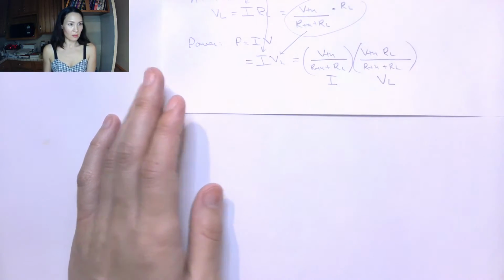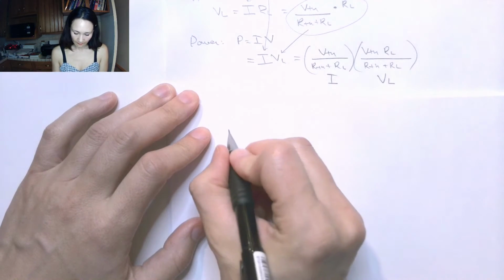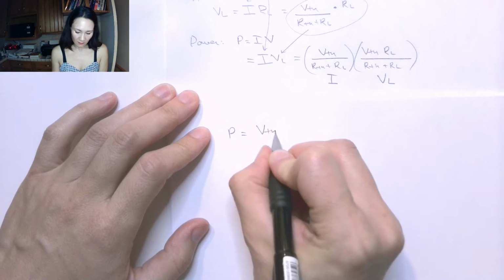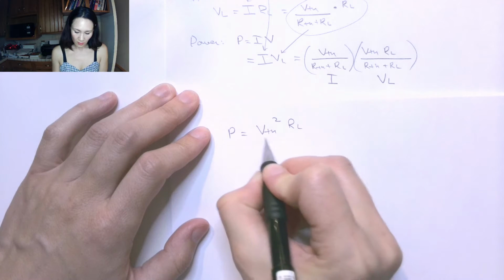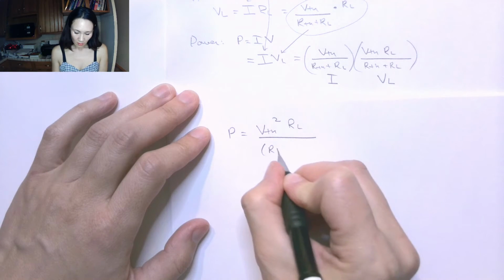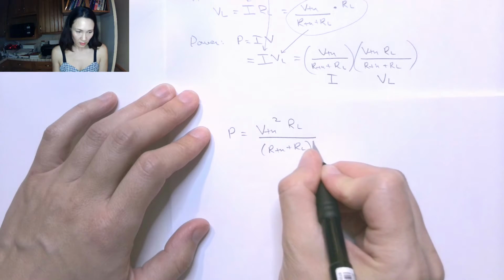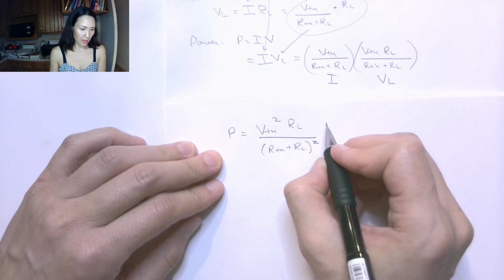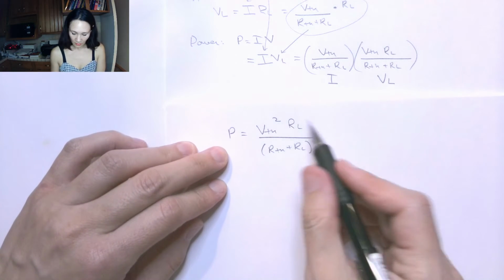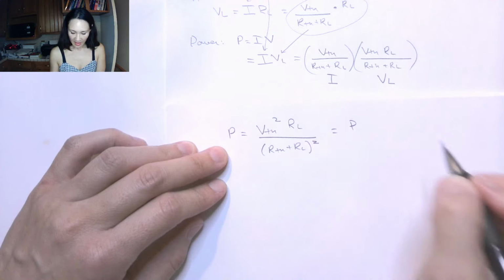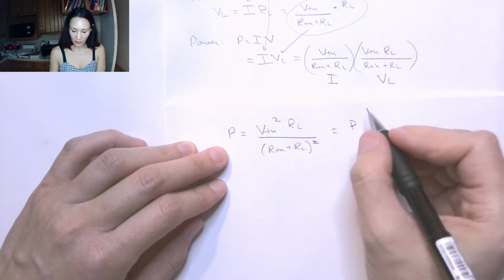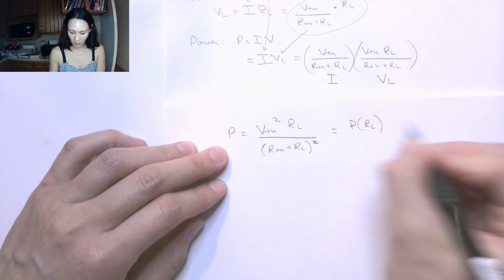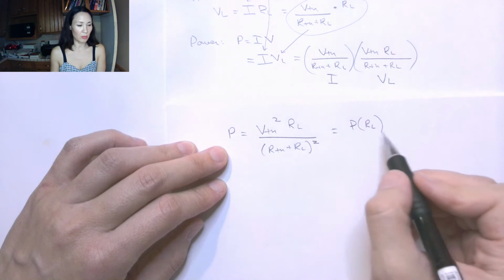So if I simplify this, I've got two V Thevenins in the numerator, so I can write that as V Thevenin squared times R load over R Thevenin plus R load quantity squared. Okay, let me go ahead and write this as my power as a function of R load. So this is function notation, not multiply.